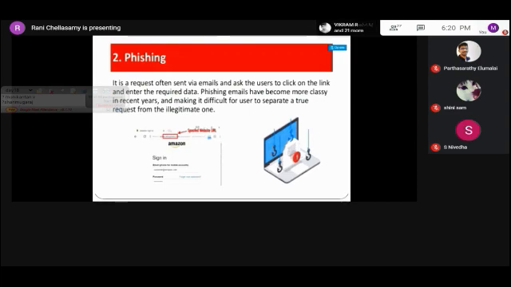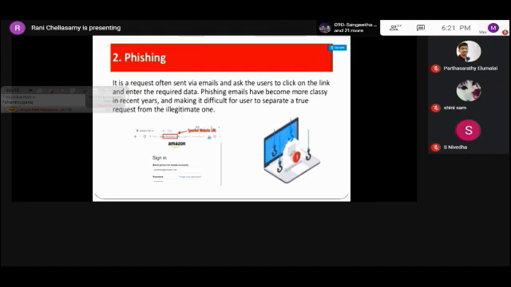Phishing emails have become more sophisticated in recent years. It makes it difficult for the user to separate a true one from a fake one. In the figure you can see this spoofed website. A spoofed website resembles or gives the appearance of a real website, but it's a fake website. That is called a phishing attack.